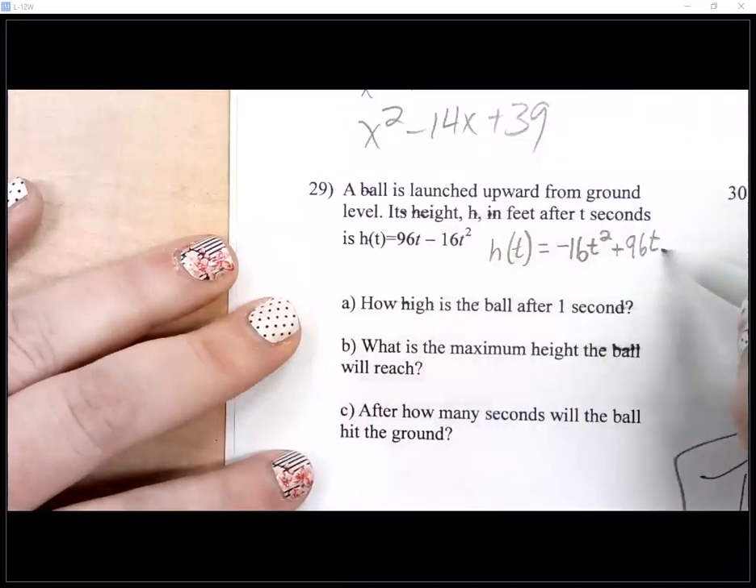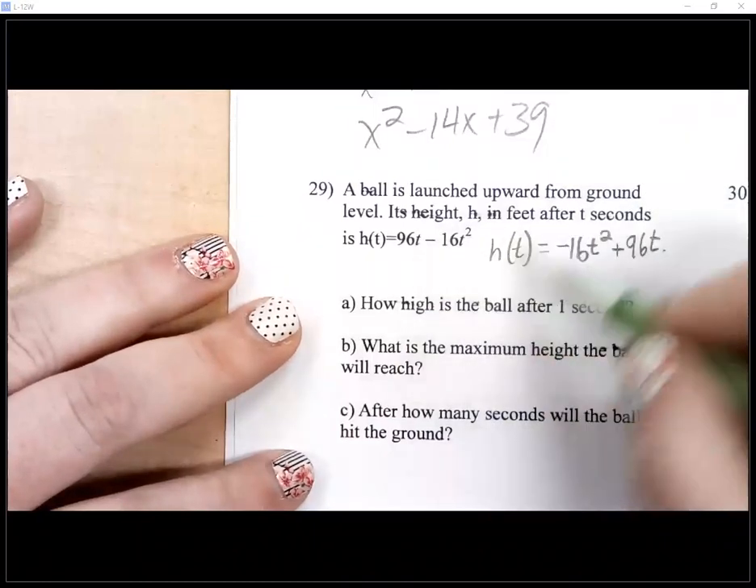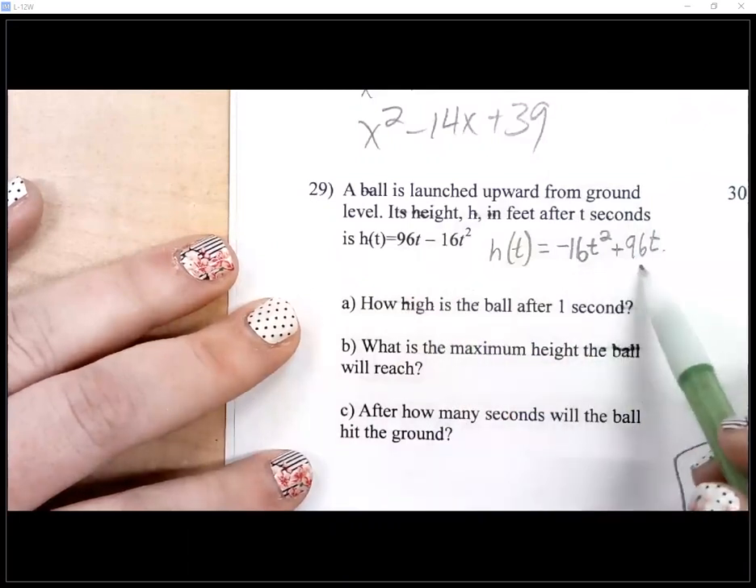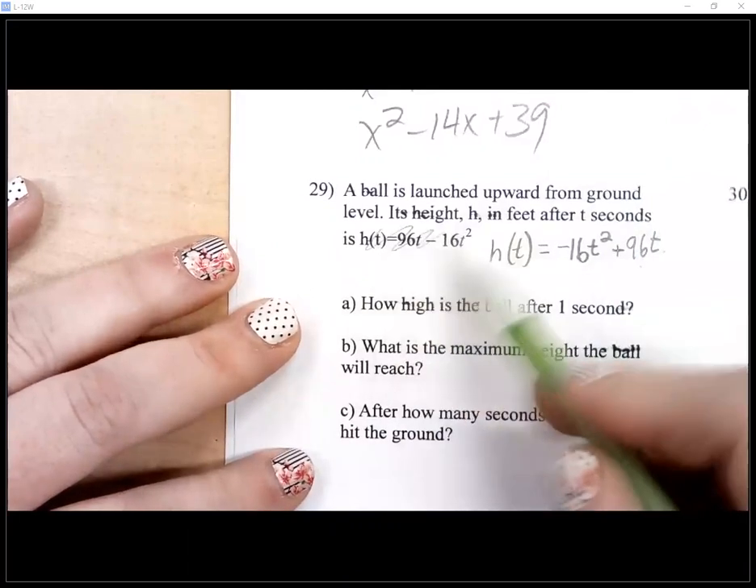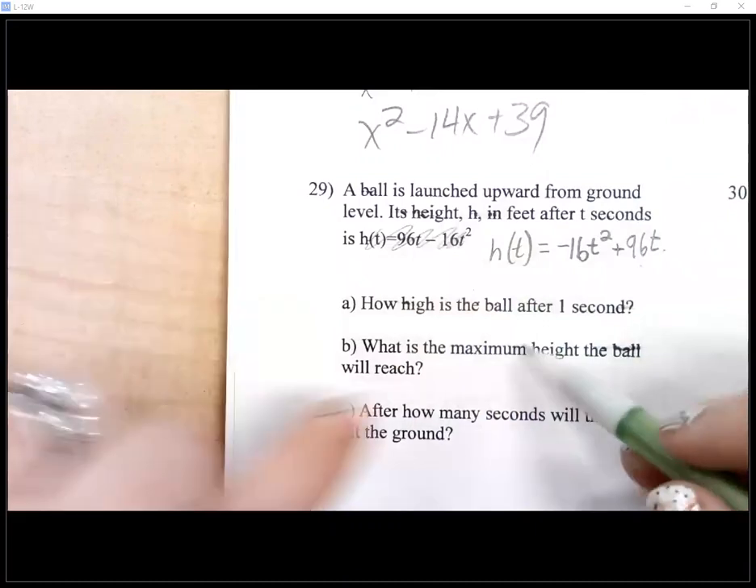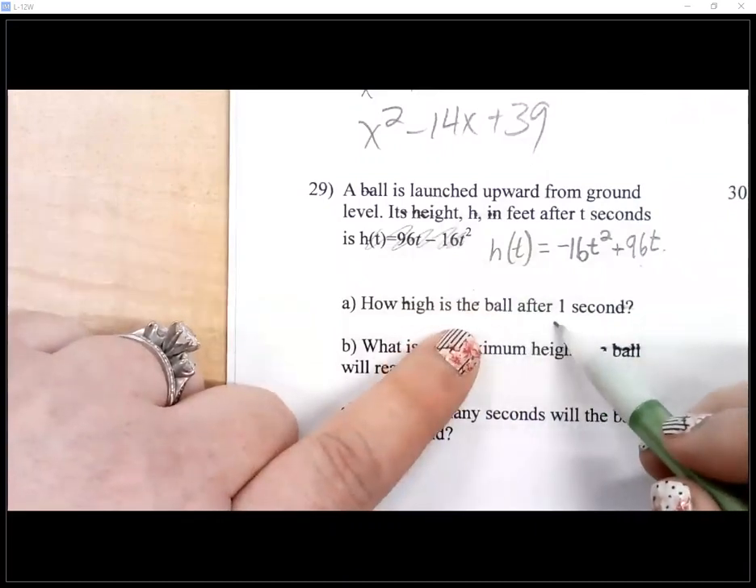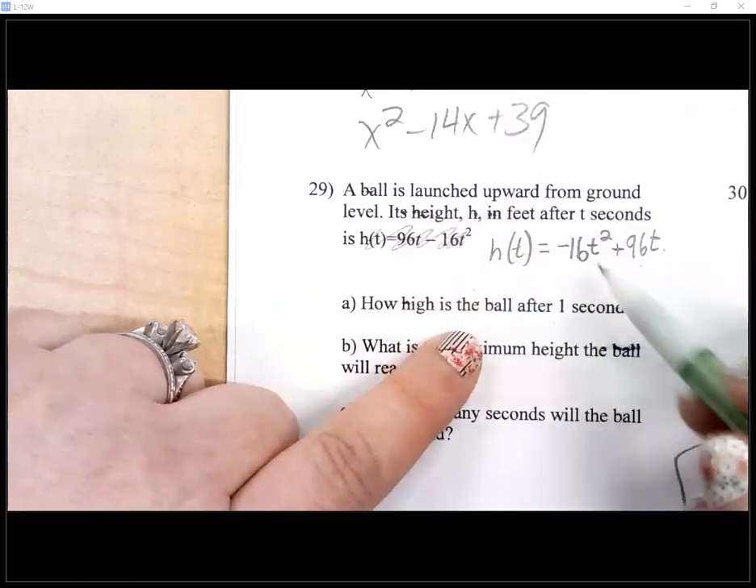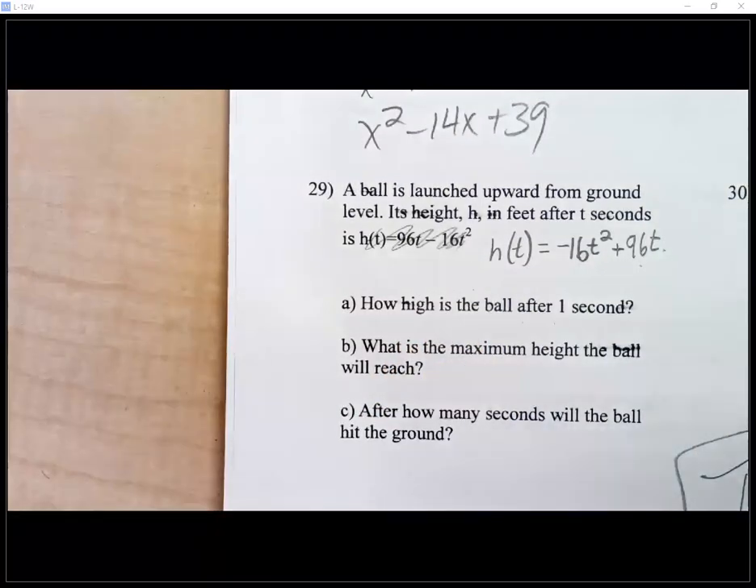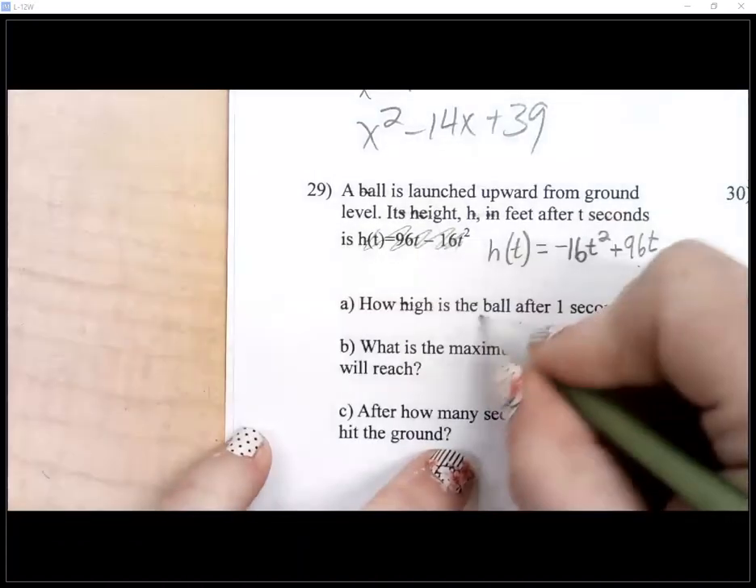So here's the thing. I just switched it so it's in standard form, right? Because I don't want to get messed up later and use the wrong thing here or there. So how high is the ball after 1 second? That's easy peasy. All I gotta do is plug in 1 for t. So that's just -16 plus 96. So was it 80? And we're in feet, I believe.